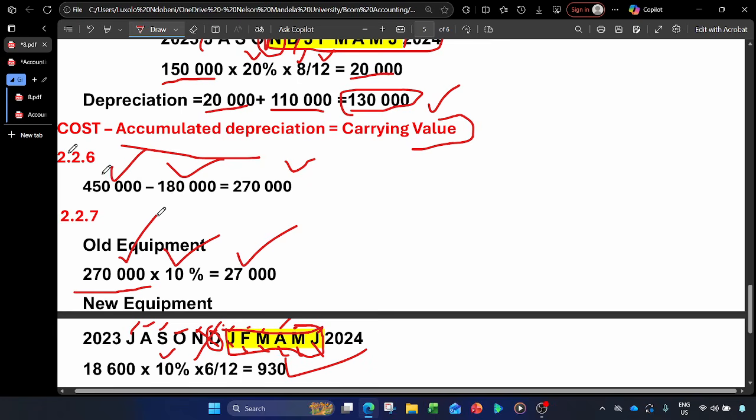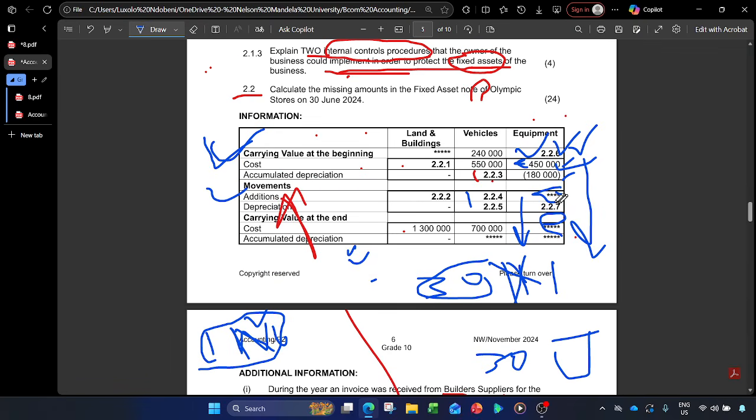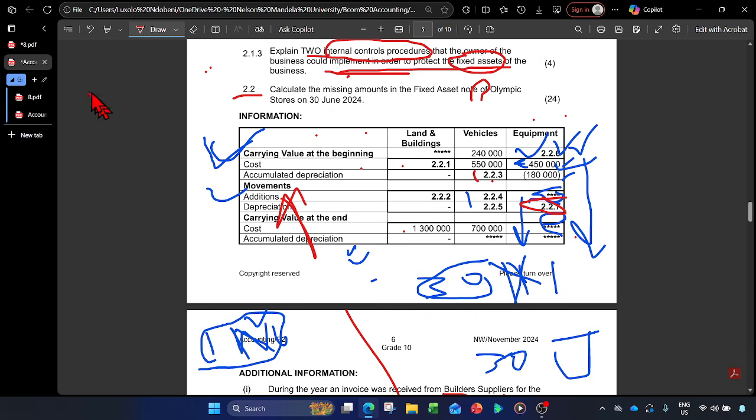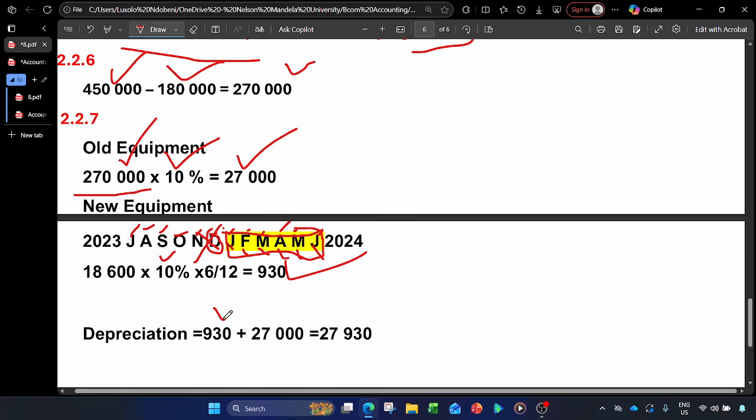And the question didn't ask us to calculate the depreciation for only the new equipment. They wanted the depreciation for the equipment. So that means it's the new plus the old. So let's calculate the total depreciation for the equipment, which will be 930, which is new, plus 27,000. Then we'll get 27,930, right?